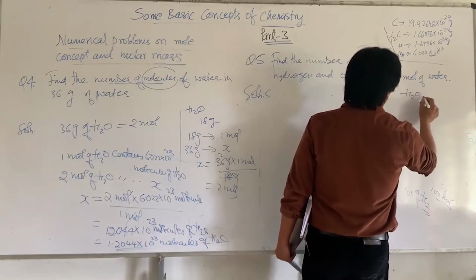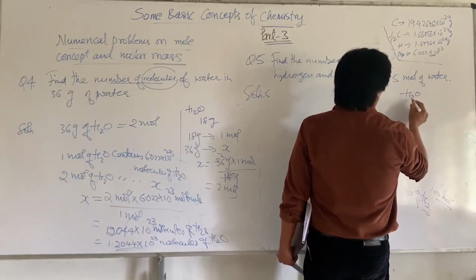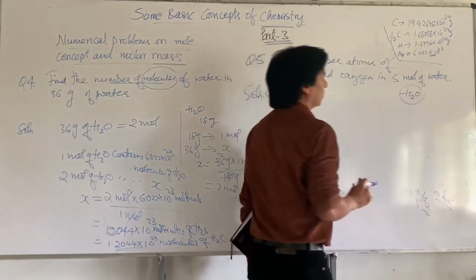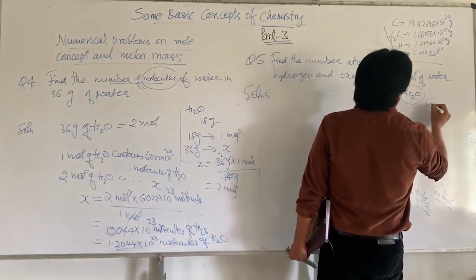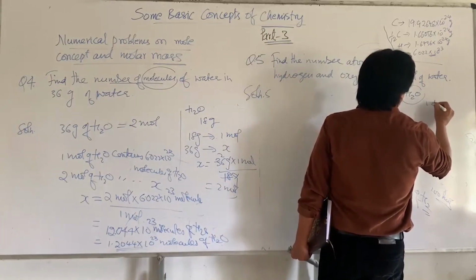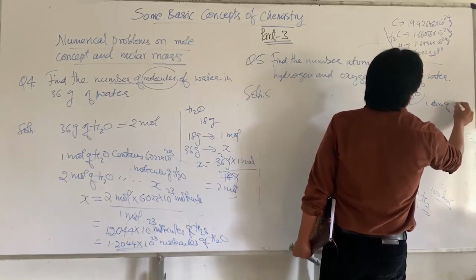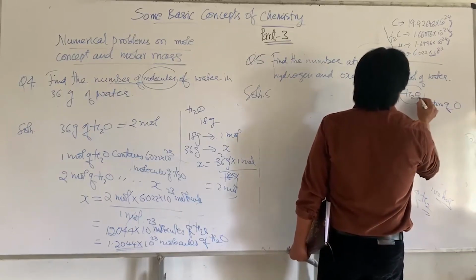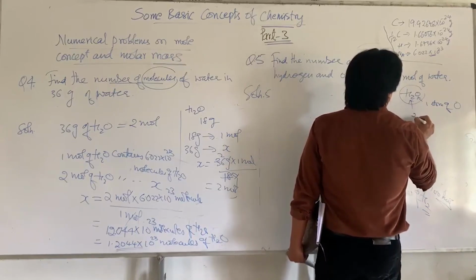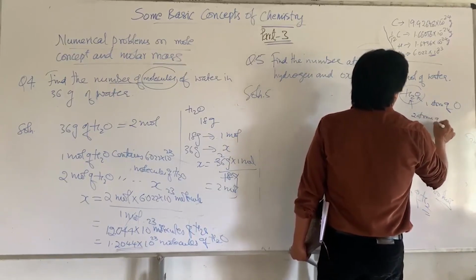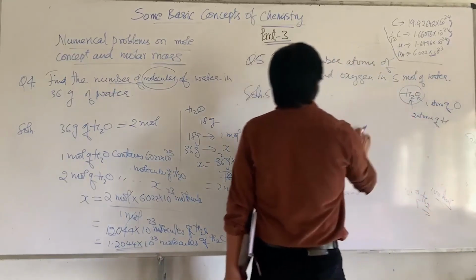So this is H2O, water. Now if you consider this as 1 molecule of water, in 1 molecule of water you have 1 atom of oxygen, right? And then here in 1 molecule of water you're going to have 2 atoms of hydrogen. 2 atoms of hydrogen. So let's see how we can do this.